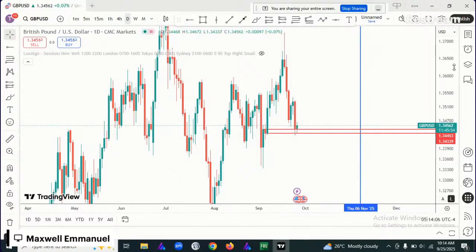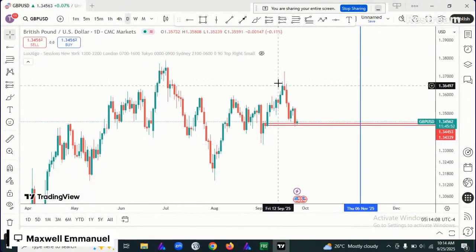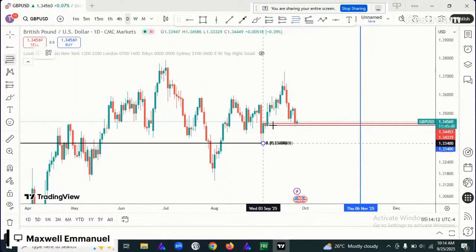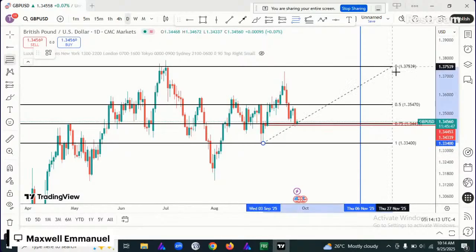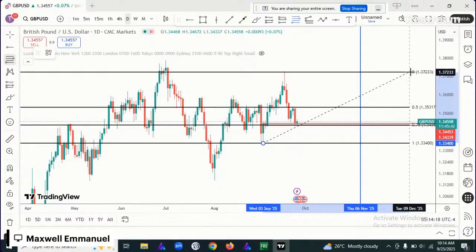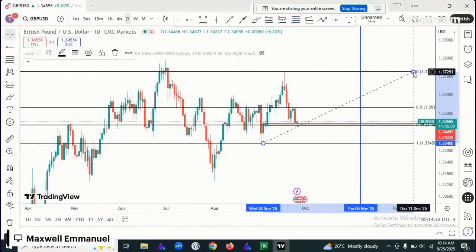If you apply your Fibonacci from this swing low to this swing high, you also see that price is currently at a discount area. And at a discount, you don't sell, you buy. You cannot sell at this point. This is where you should have entered a sell.